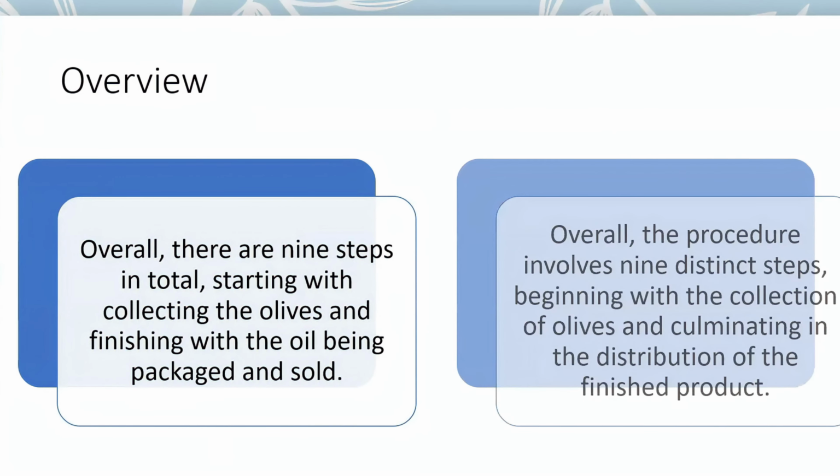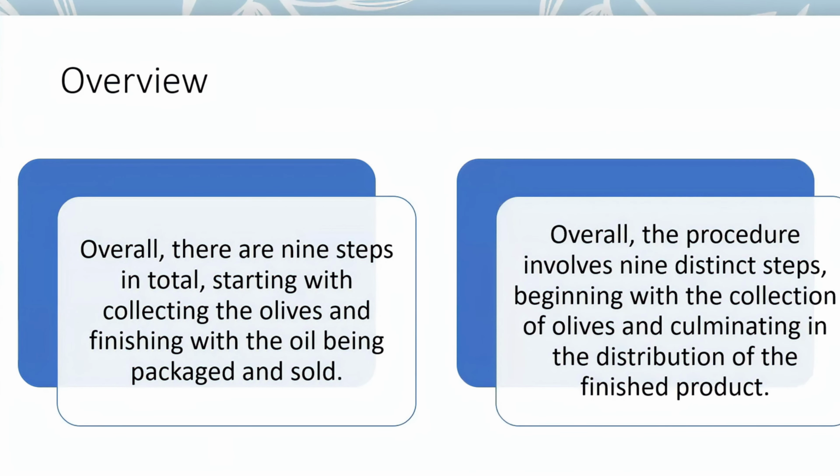Here's the improvement, trying to include all that information. So overall, the procedure involves 9 distinct steps, beginning with the collection of olives and culminating in the distribution of the finished product. So look at the better vocabulary. Culminating is a much better word than finishing, so that's a useful word. And also we say 9 distinct, particular, clear steps, beginning with the collection of olives.